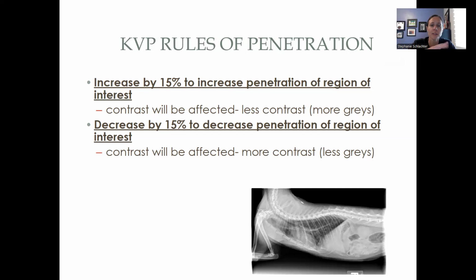Okay. If we decrease by 15%, we're decreasing the penetration of x-rays through the patient to that region of interest. Again, we're going to affect our contrast by doing that. So if we decrease our kVp, we're going to have more contrast, which means we have fewer grays. So it means we have more black and white, right? We're more at the ends of the spectrum versus all those grays in between. So we have to keep that in mind. Are we more concerned about the contrast? Is that why? Is it too many grays or too few grays? Okay, so that's when we want to adjust our kVp.